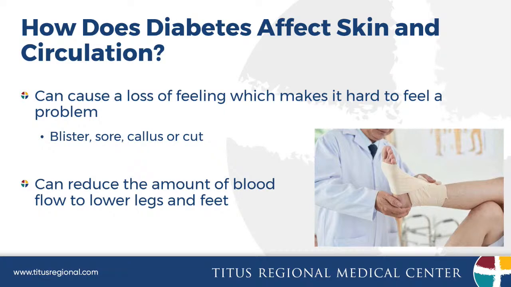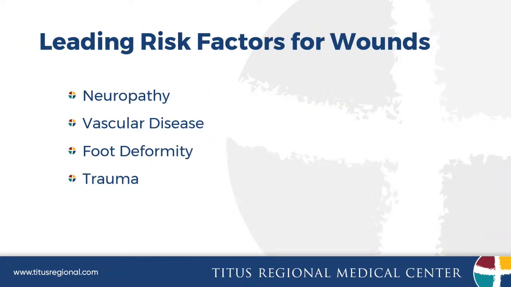Ultimately, diabetes can cause a loss of feeling, which makes it hard to feel a problem when it occurs. For example, you might not feel a blister, a sore, a callus, or a cut. Also, diabetes over time can reduce the amount of blood flow to the lower legs and feet, setting you up to having some poor circulation in those areas, which can also negatively impact our skin health and increase our risk for a wound. So the leading risk factors for diabetes wounds have been identified, and the 4 leading risks or causes include neuropathy, vascular disease, foot deformity, and trauma.